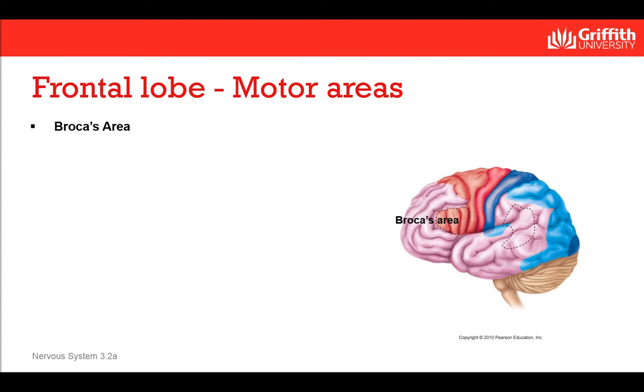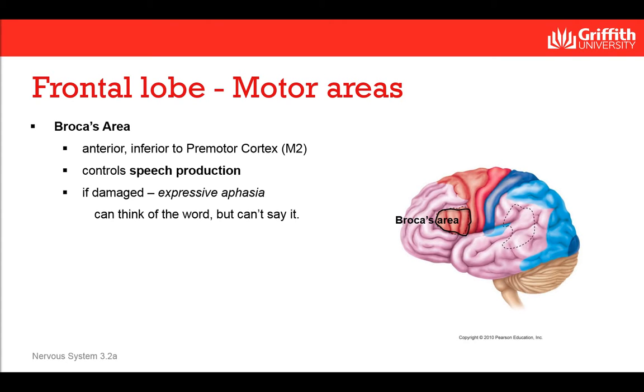Another motor area located in the frontal lobe is the Broca area. This region lies anterior and inferior to the premotor cortex. This area controls speech production. It is a special motor speech area that directs the muscles involved in speech production. It becomes active even as we prepare to speak, and is found in the left hemisphere only.